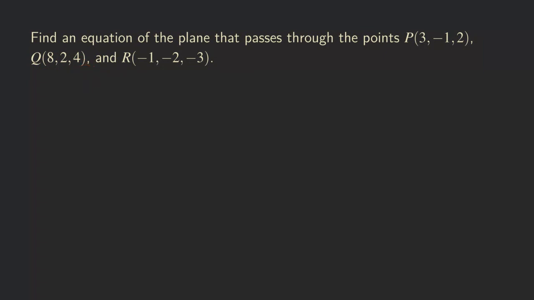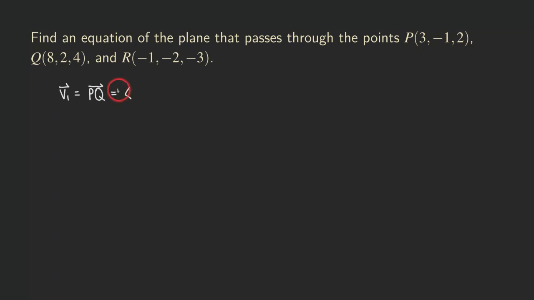So one vector that lies in the plane, let's call this one v1, is the vector PQ. How do you construct this vector PQ? You use the point Q and its x, y, z values, and you subtract the corresponding x, y, z values of the point P.